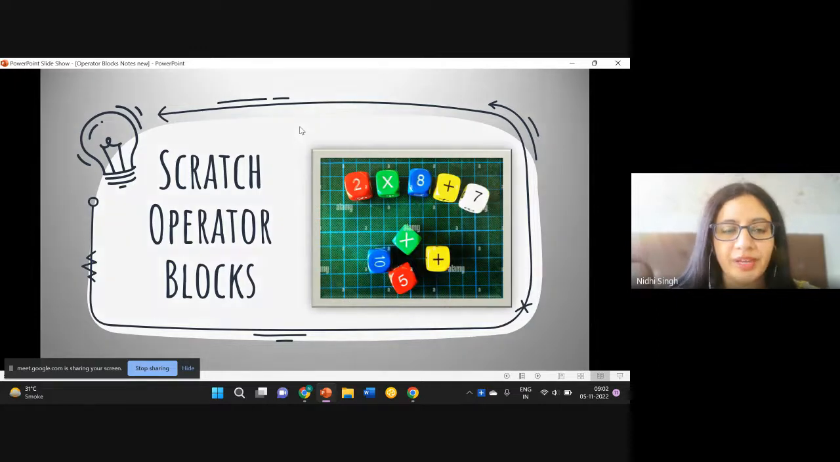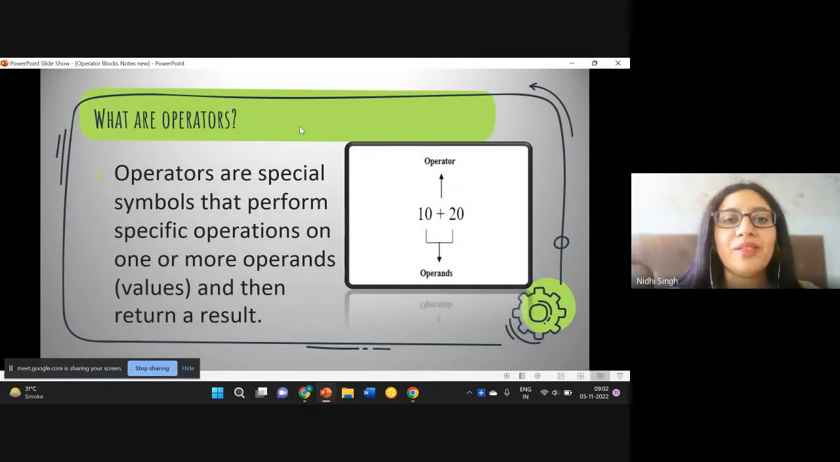No? Okay. So operators are special symbols that perform specific operations on one or more operands. And what are operands? Just see the example here. 10 and 20. Which mathematical operation are we performing here? Addition. Okay. So this plus sign is your operator. And the numbers on which we are performing this operation, we call these numbers operands.